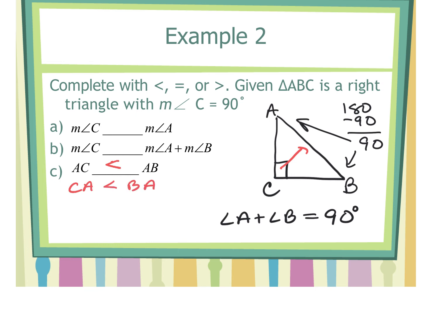Now, since angle C has got the right angle, it's definitely larger than the acute angle A. So this one will get a greater than symbol. And then I just showed you here that A plus B equals 90. And if they told us at the beginning that angle C was 90, these are equal.